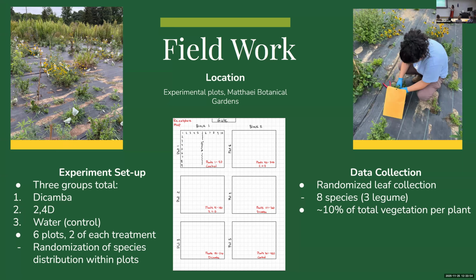We did an experiment. So we had our 6 plots. You could see a little version of it in the middle. We had 3 trial groups, one with dicamba, one with 2,4-D. Those are 2 different auxinic herbicides, and then 1 water control. They were randomly placed within those 6 plots. And my data collection, specifically in terms of stomata, we did randomized leaf collection, 10% of a bunch of the plants of the 8 species, 3 of which being legumes, which we mostly wanted to look at, but we took general data just to see what patterns we could find.